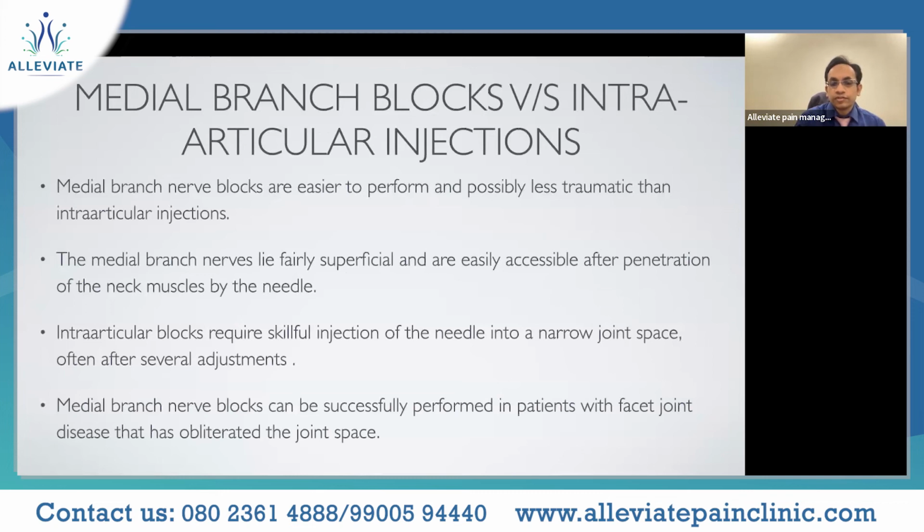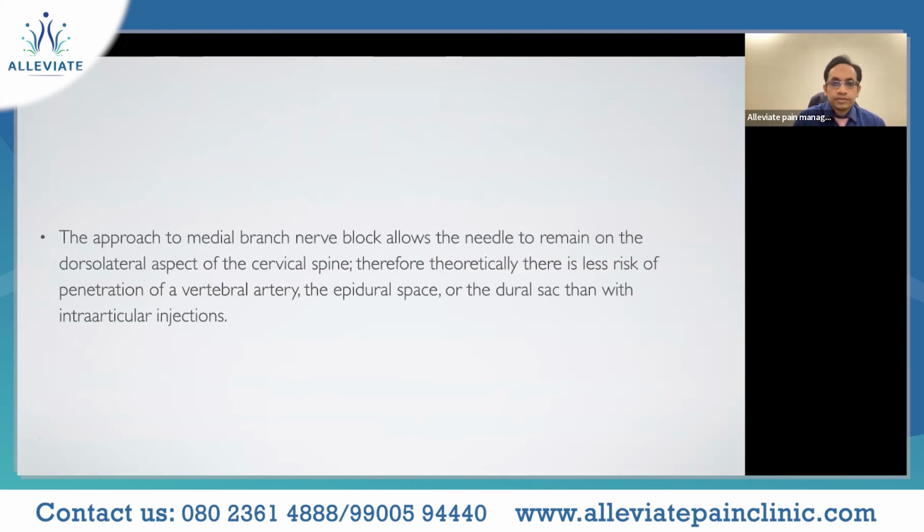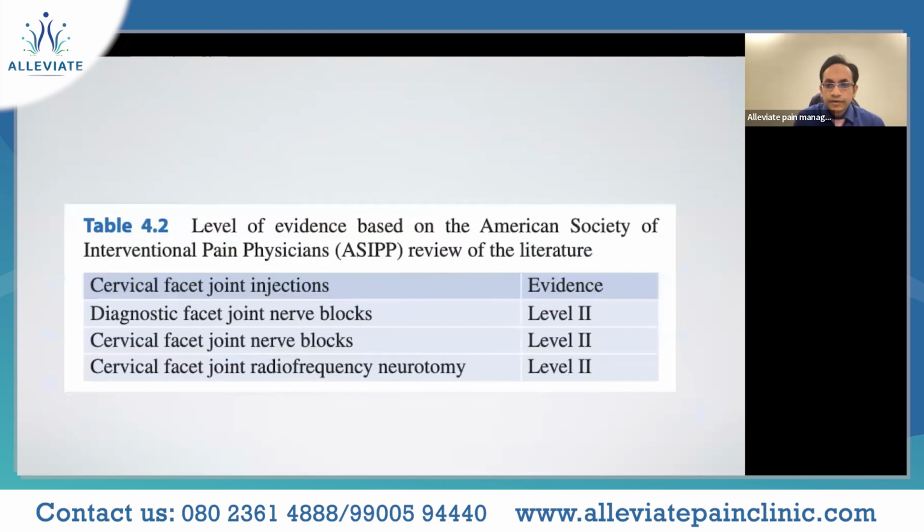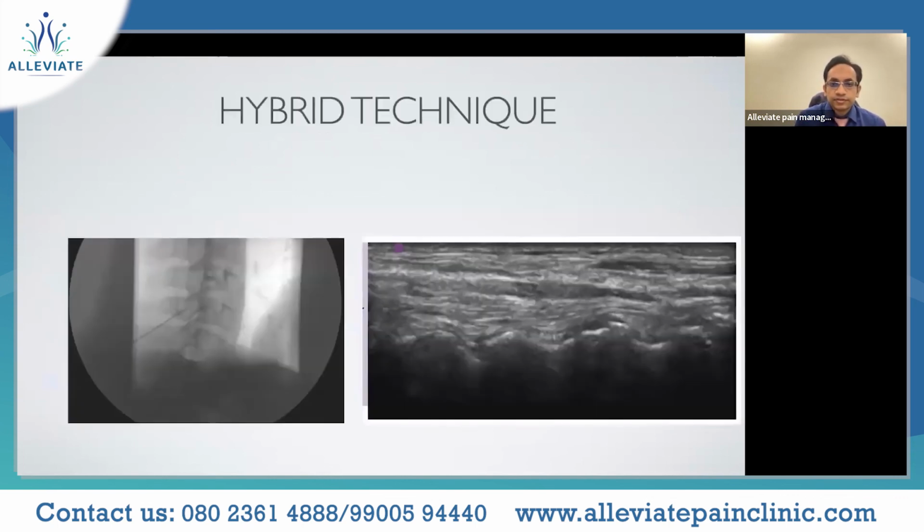So, medial branch blocks versus intra-articular injections. Remember, medial branch blocks have a positive recommendation, whereas intra-articular injections have a negative recommendation. So for a beginner, medial branch blocks are always better to start off with. This is the evidence that we are seeing. You can see for cervical facet pain, the therapeutic injections, medial branch 2B plus, whereas RF is C plus. And you can see there is level 2 evidence for the cervical facet injections.